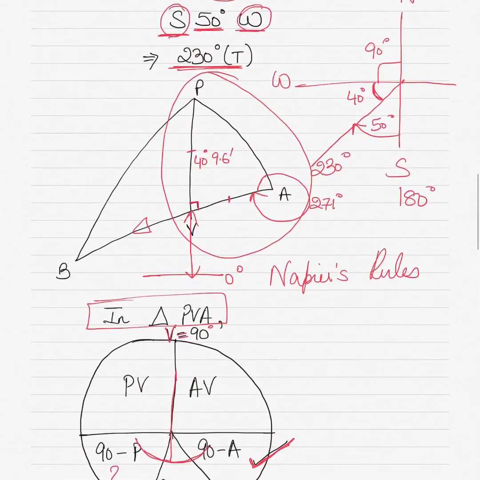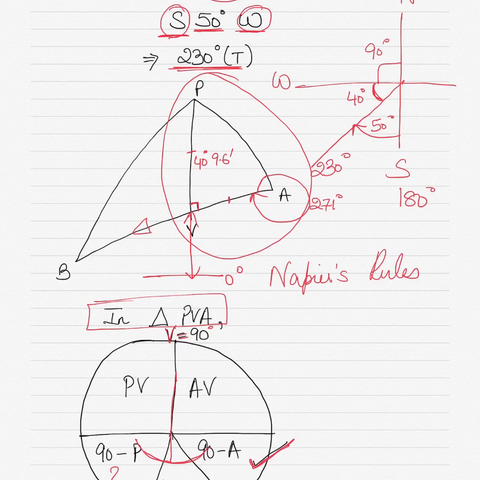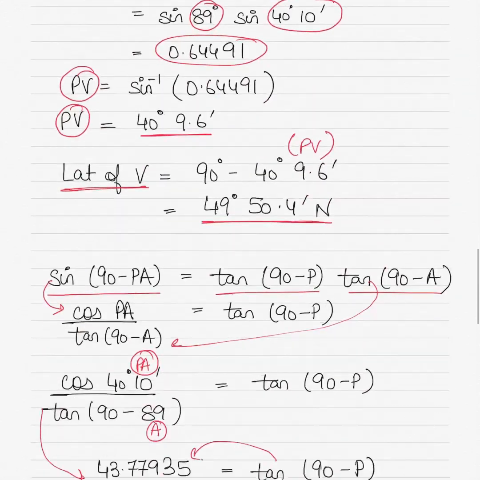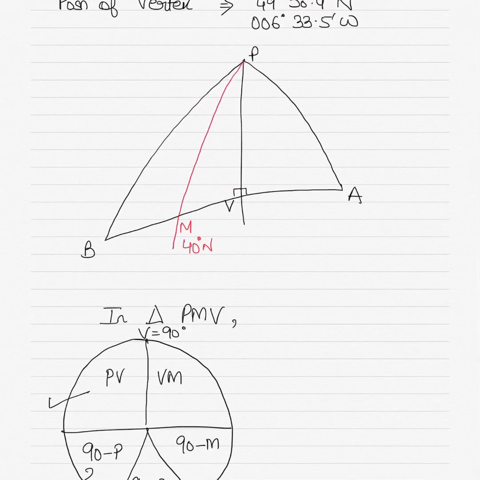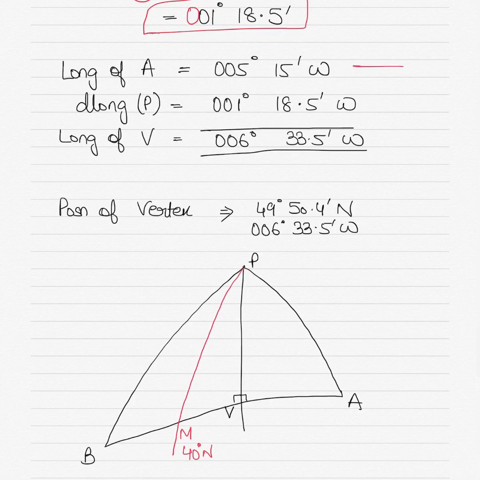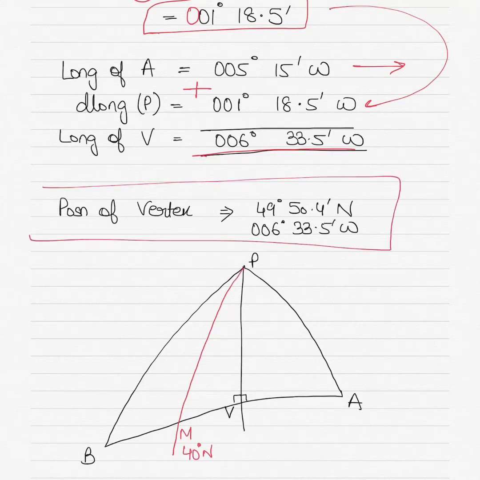Now you can see from the drawing itself that the vertex is further to the west of A, right? So if the longitude of A is 5 degrees 15 minutes and the vertex is further west of A, that means D long is west, and that means you will add the D long that you have just found to find the longitude of the vertex. So the position of the vertex in this case becomes 49 degrees 50.4 north and 006 degrees 33.5 minutes west.